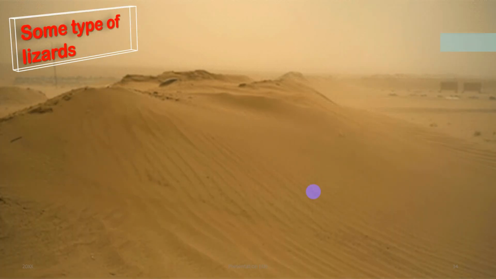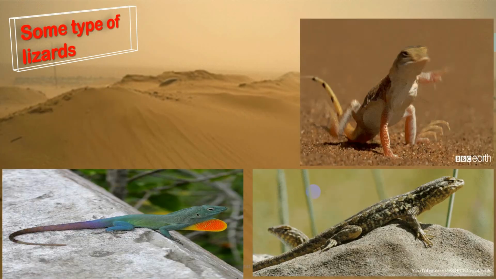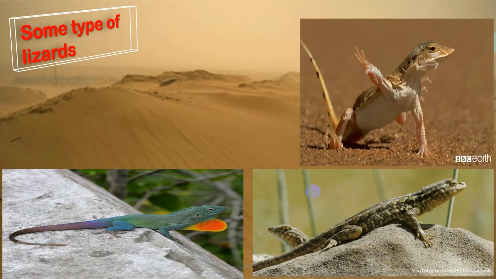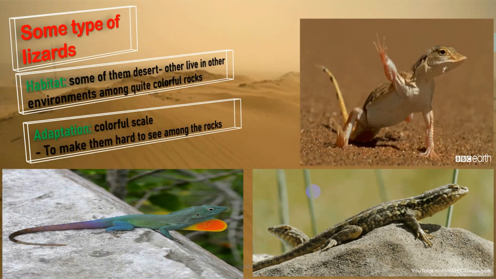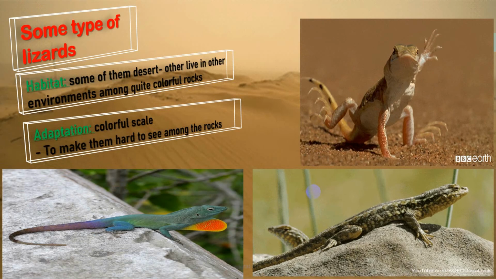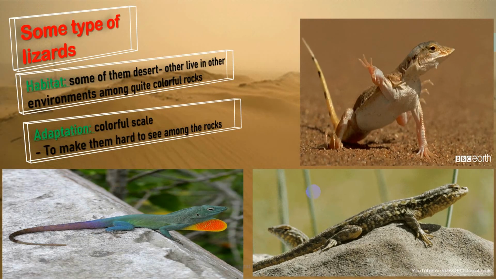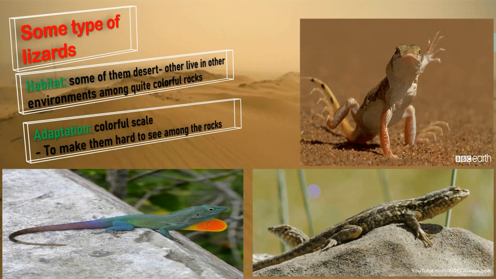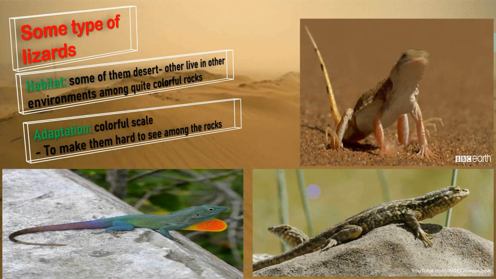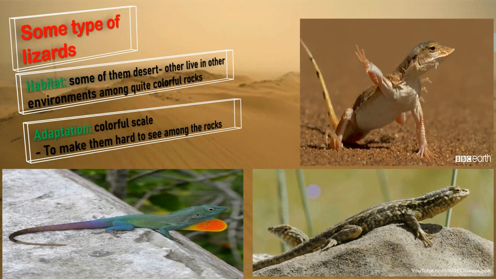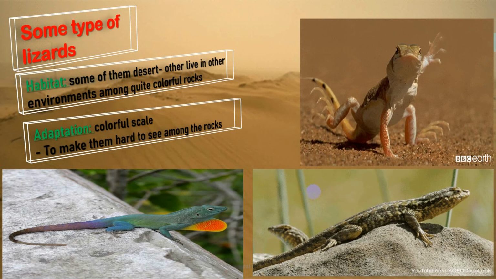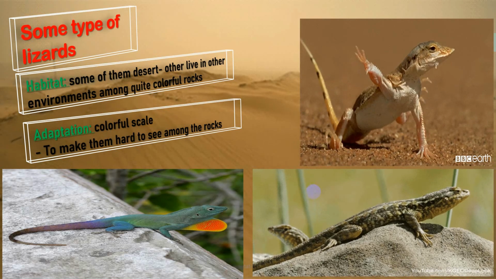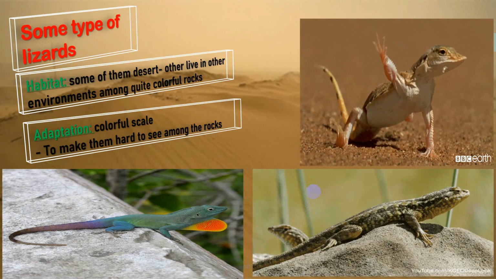Also, we have some types of lizards. As we can see in this picture, we have different lizards with different colors. The habitat that lizards live in, some of them in the desert, and others in different environments among light colorful rocks. The adaptation of these lizards is the colorful scales that they have to make them hard to be seen among the rocks. So you can't differentiate between the lizards and the rocks. We call it camouflage.